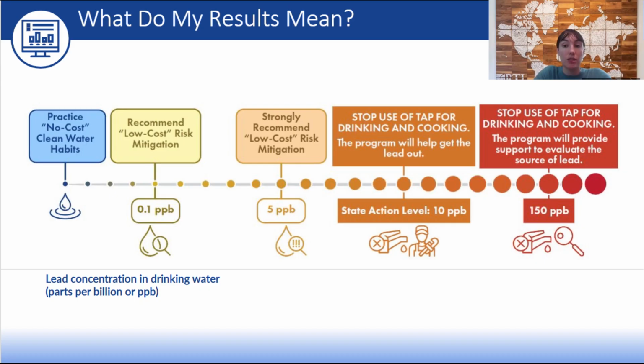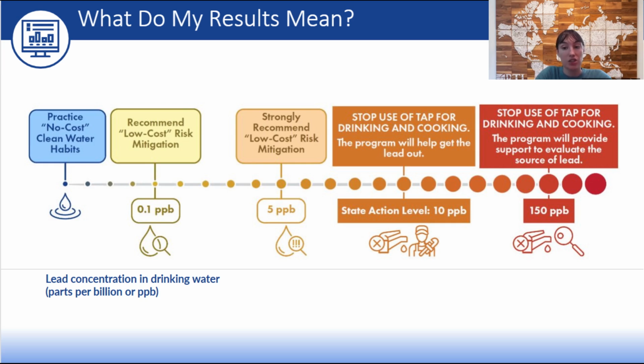The program will provide recommendations based on the levels of lead detected at each tap. Because there is no safe level of lead exposure for children, we recommend taking proactive, no-cost measures for all drinking and cooking water to practice clean water habits. For taps with lead concentrations above 1 parts per billion, we recommend low-cost risk mitigation measures. For taps with lead concentrations greater than 5 parts per billion, we strongly recommend taking low-cost risk mitigation measures.